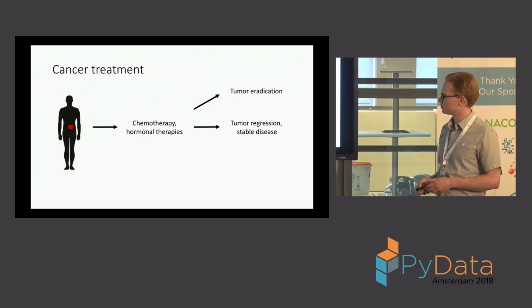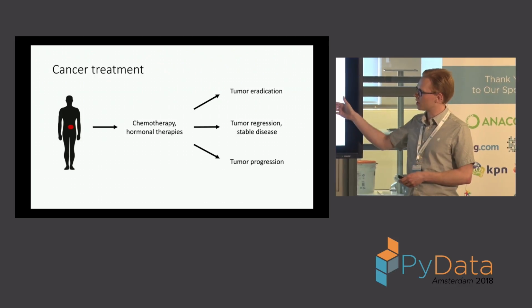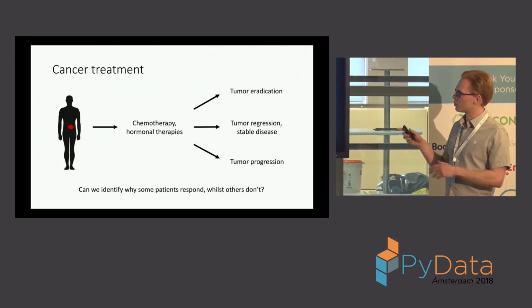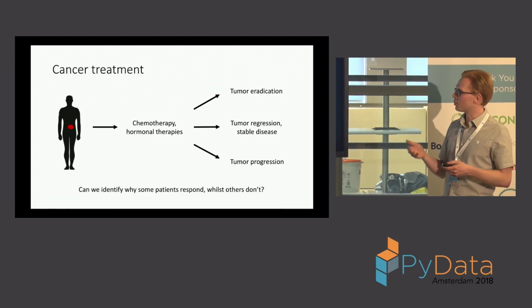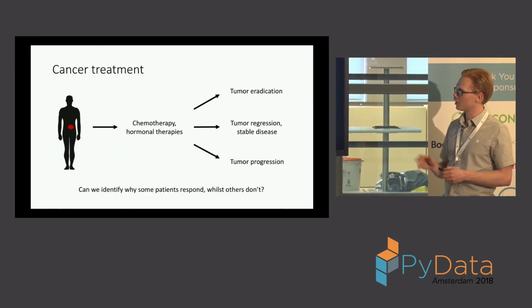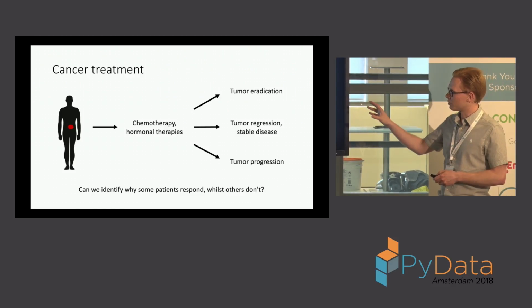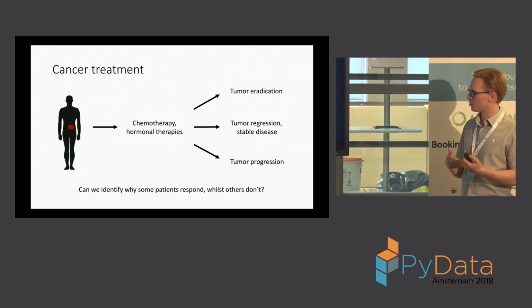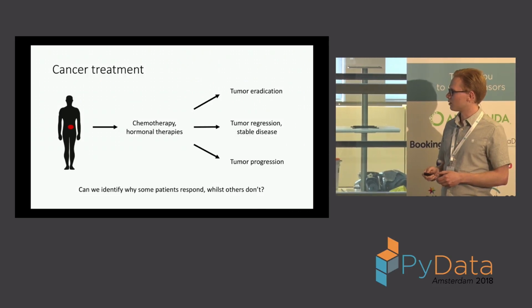And if you're very unlucky, what happens a lot of the time is that tumors just keep on growing and the patient dies eventually. One of the surprising things about this is that patients often come in with quite similar tumors, but some patients respond very well to chemotherapy or to some kind of therapy, whilst other patients don't respond at all. Therefore, one of the really key questions here is, can we identify why some patients respond to treatment whilst others don't? And can we use this information to maybe devise new treatments or assign patients to the right treatment groups?